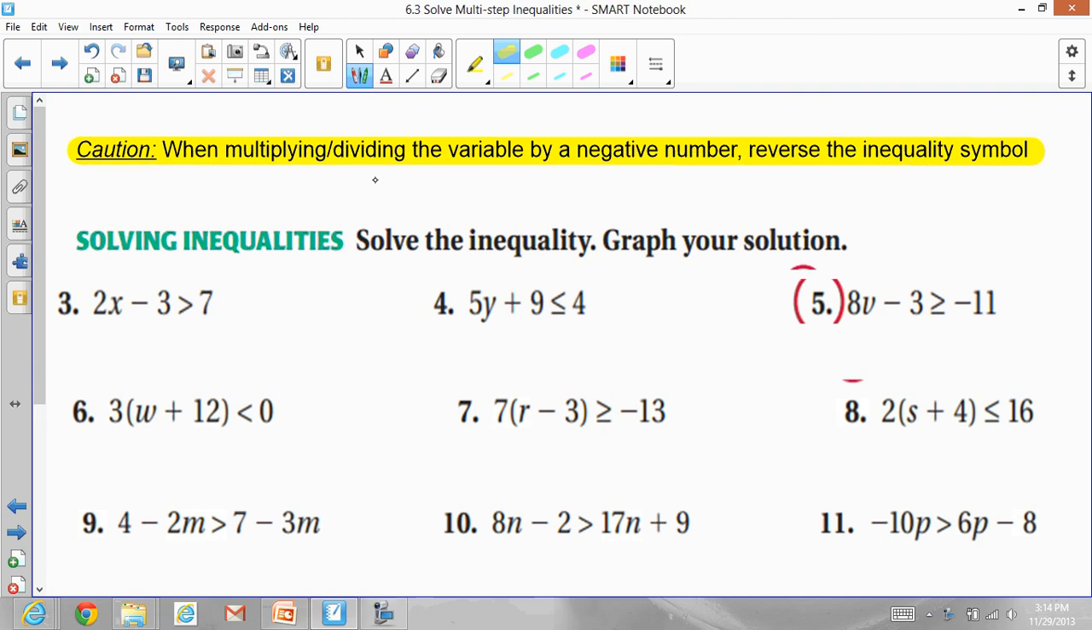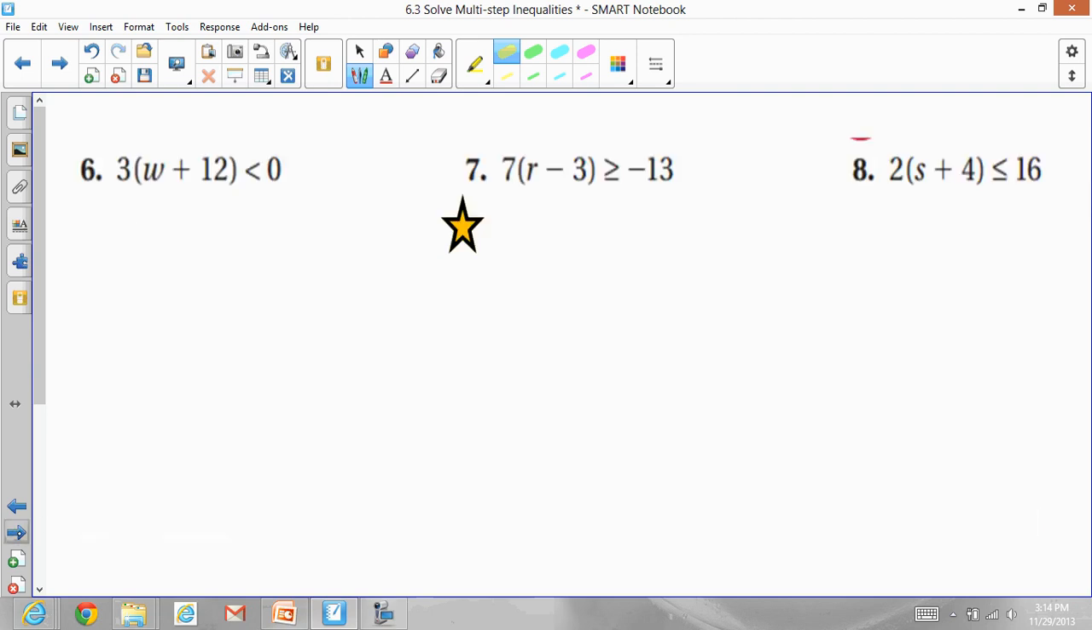When multiplying or dividing the variable by a negative number, you need to reverse the inequality symbol, and this is extremely important, so be careful in narrowing down your answer choices. So if you did not get a chance to write them down, rewind and write it down and then continue.